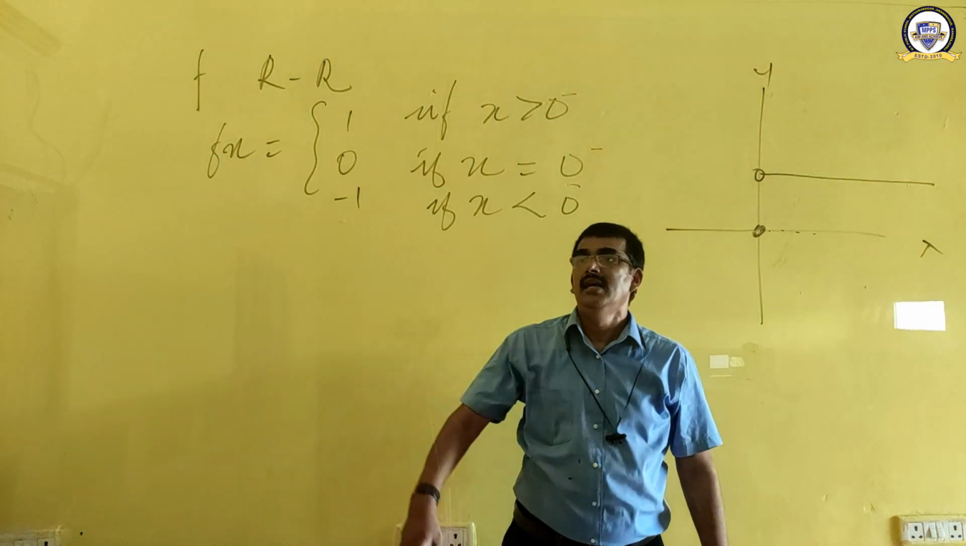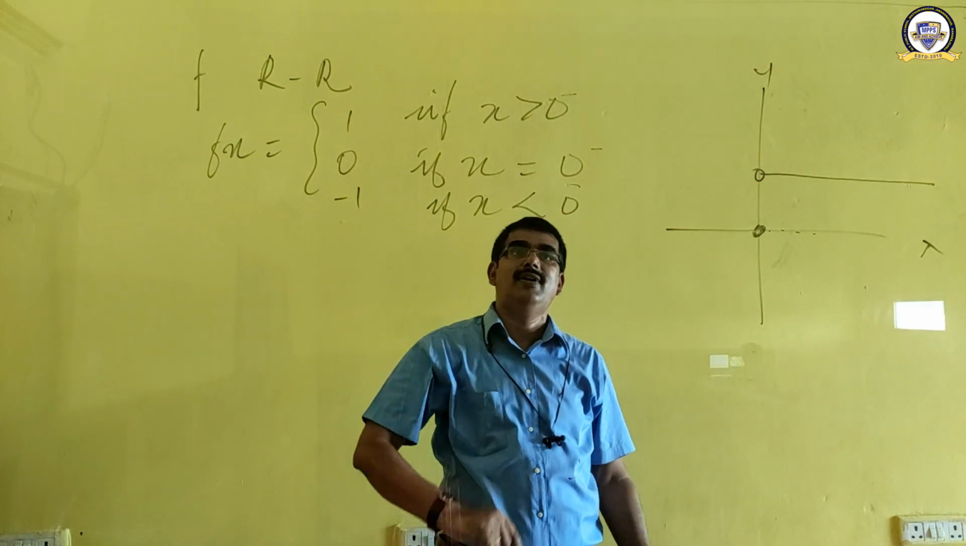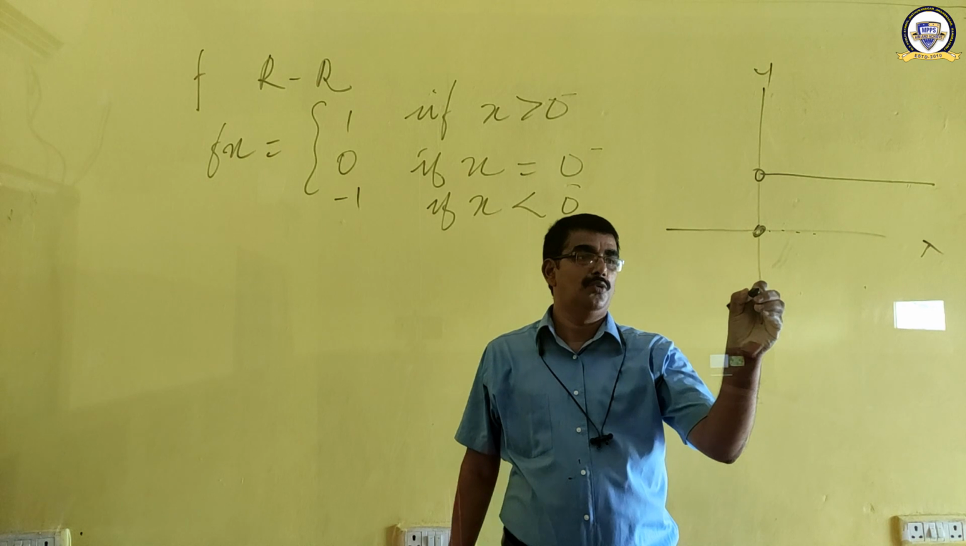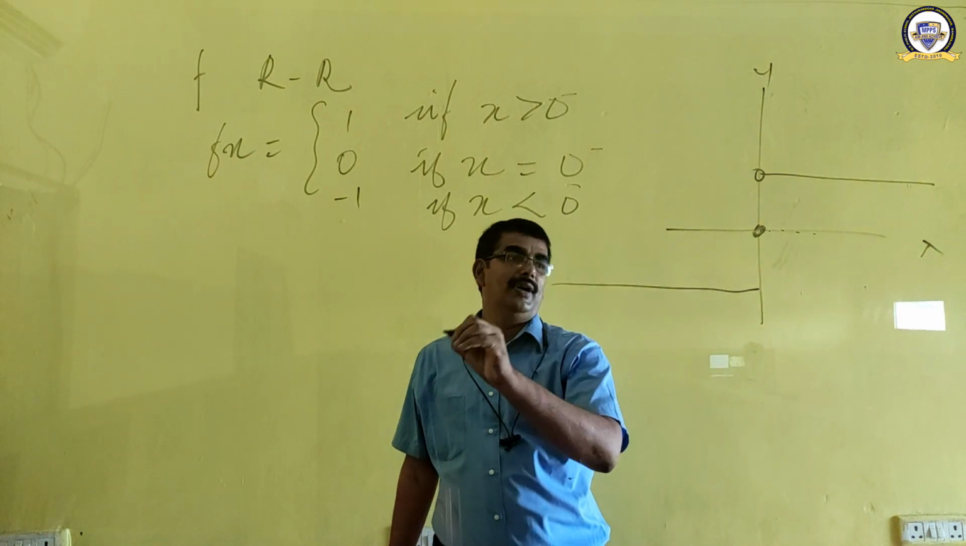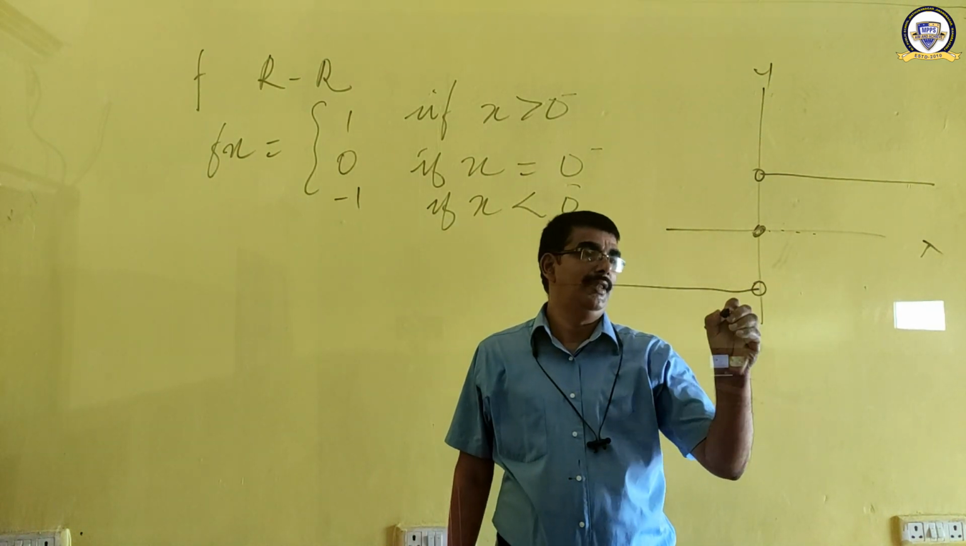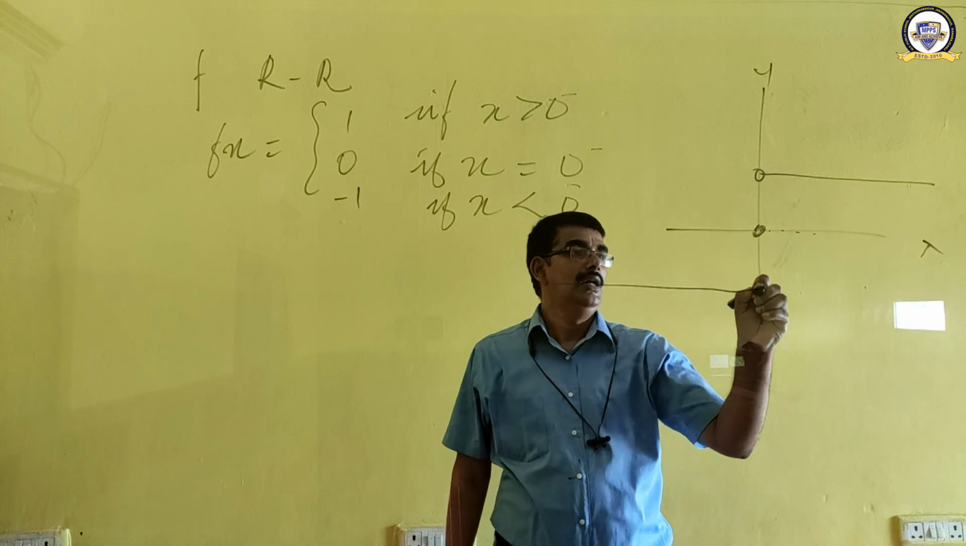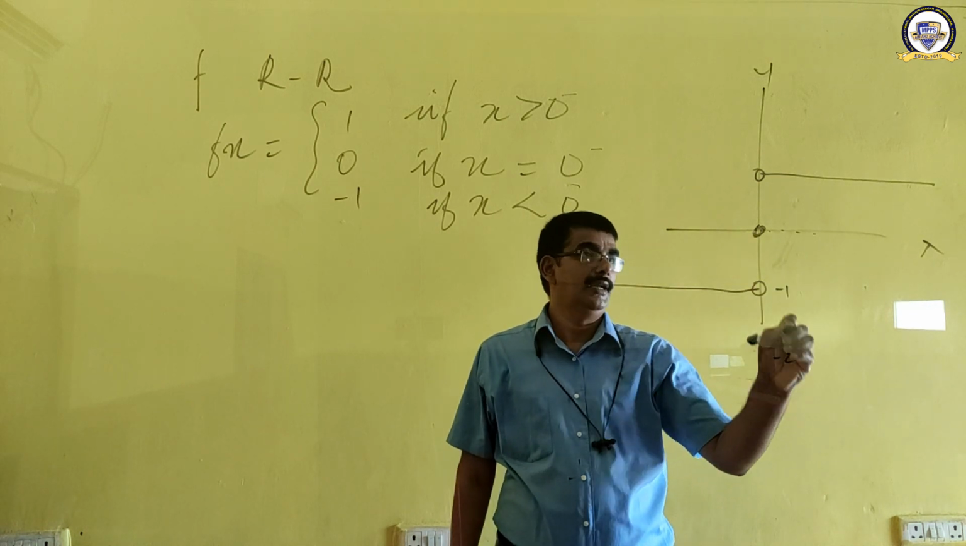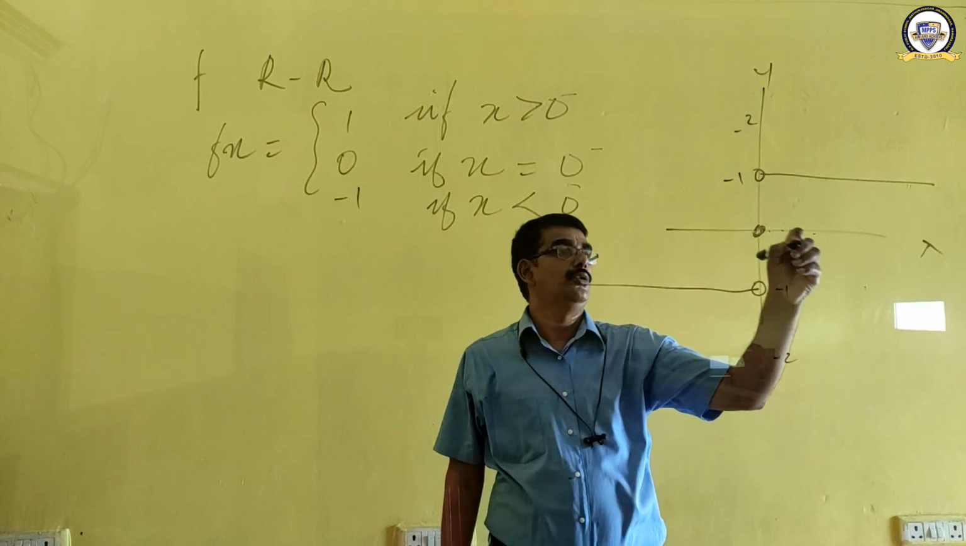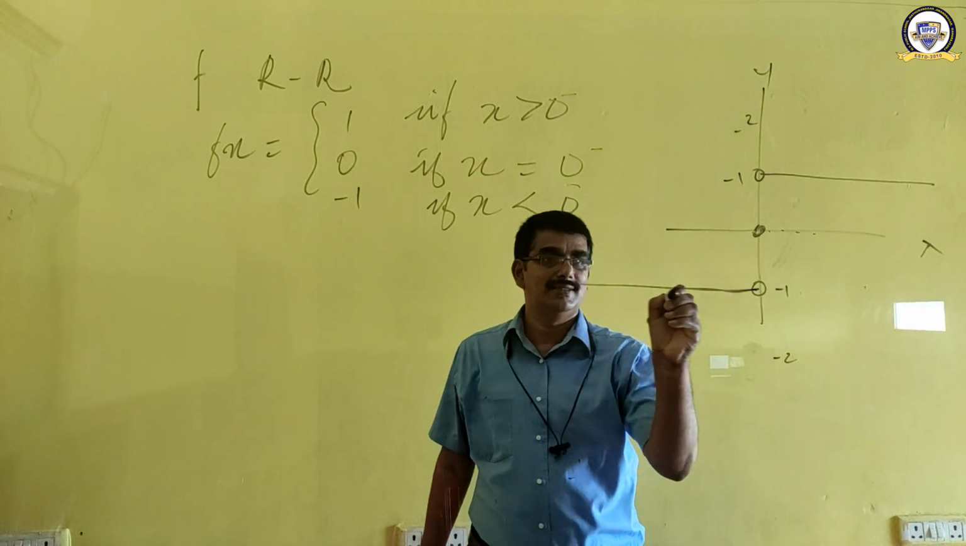If x is less than 1, then y is equal to what? This negative 1 will be the answer. This is 0, this is negative 1, this is negative 2. In this way it will go. So this is the graph of that signum function.